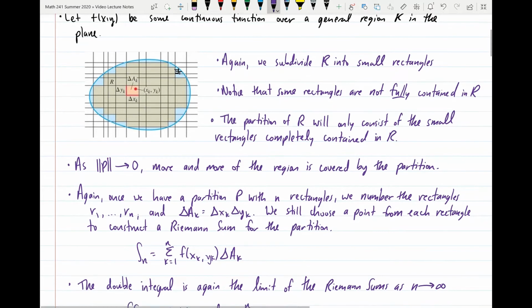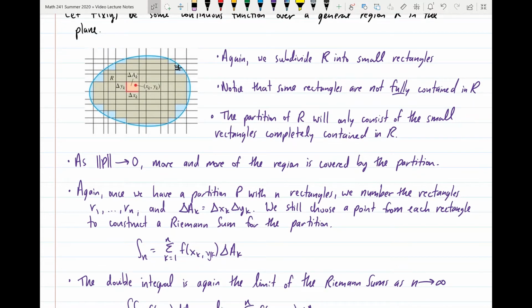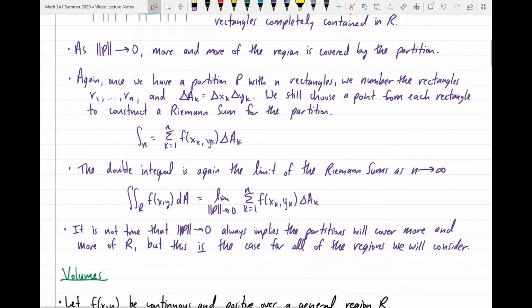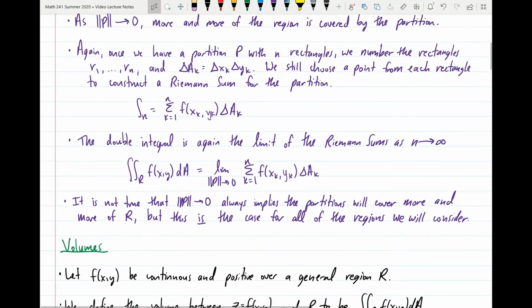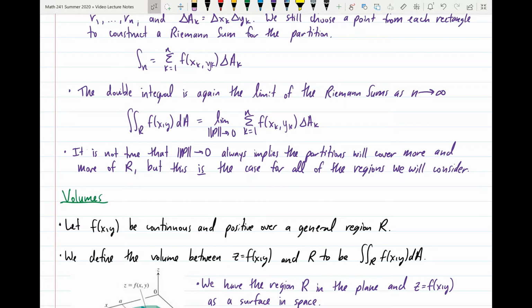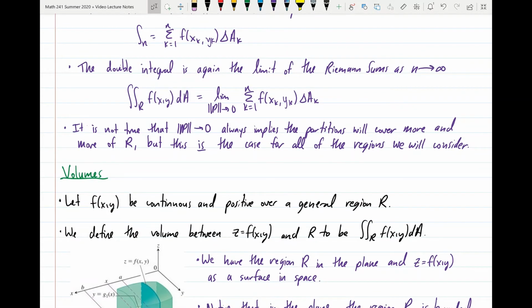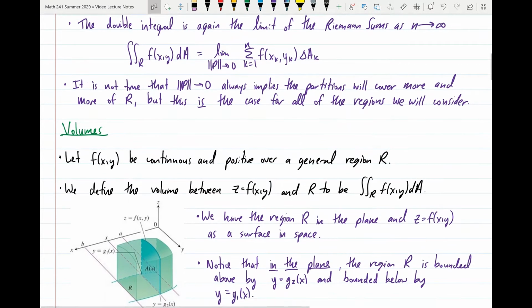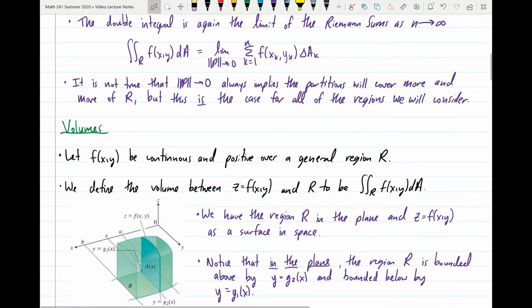So as the norm goes to 0, we do end up covering essentially the entire region. And so the limit of the Riemann sums does give us the appropriate volume underneath the surface over that region, but there are certain regions for which you can have the norm of the partition go to 0, and yet it won't cover that whole region. But for this class, we're not going to run into any of those kind of regions, so for all of the regions that we will consider in this class, the norm of the partition going to 0 is sufficient to imply that the entire region is going to be covered in the limit.